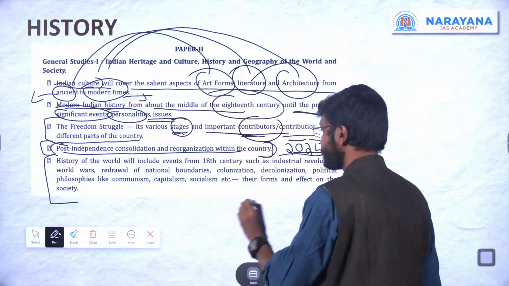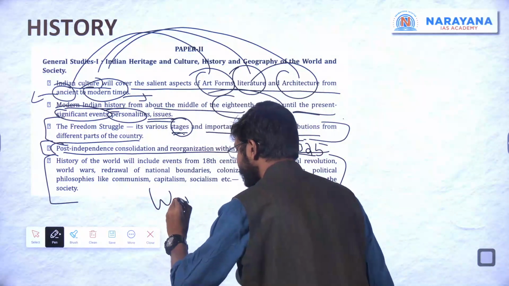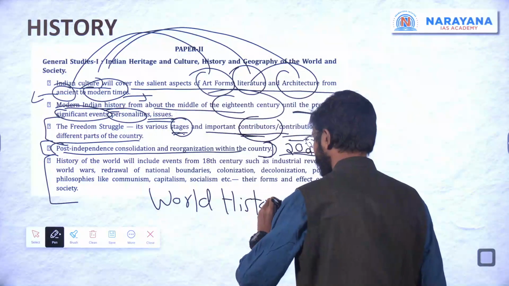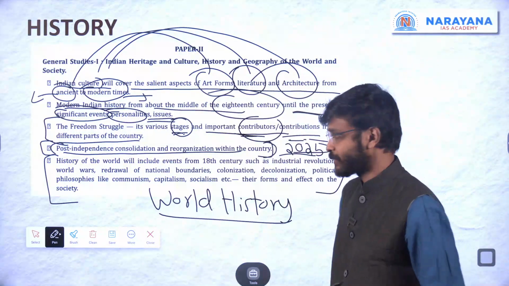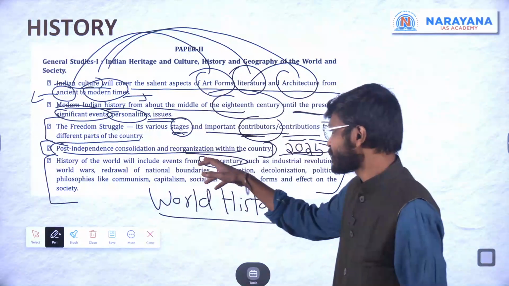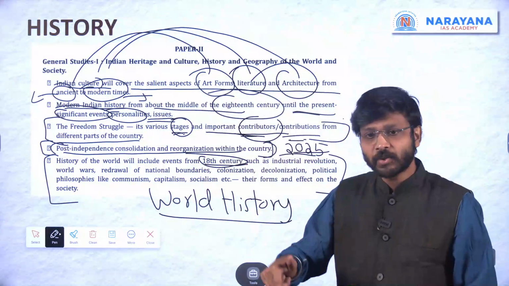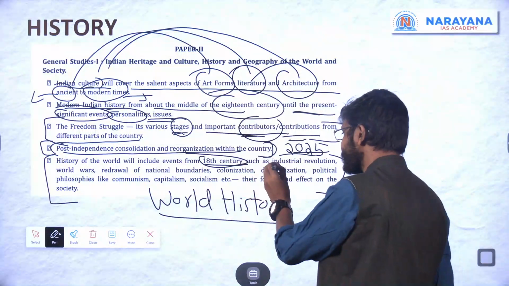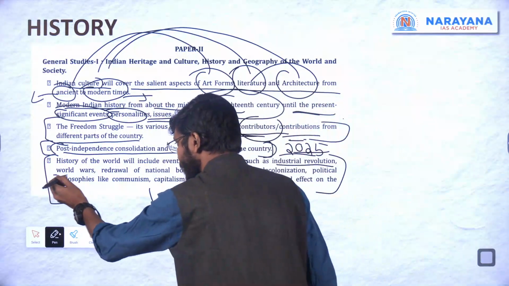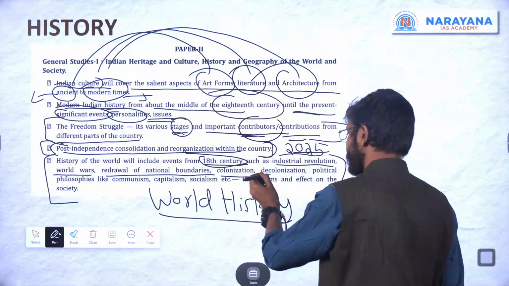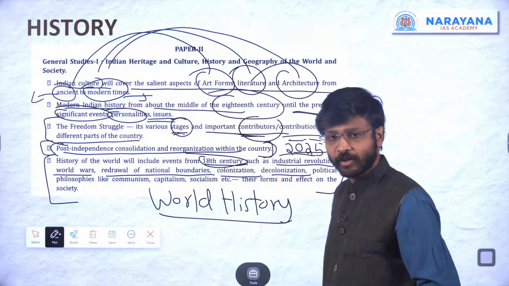So, this is basically what we can shorten and call world history. We can call it world history. Okay. World history, history of the world. Again here also they have given the timeline, 18th century: include events from the 18th century. After the 18th century what all things happened, like the industrial revolution happened, world wars happened, redrawal of national boundaries happened, colonialization happened, decolonialization happened, political philosophies also.